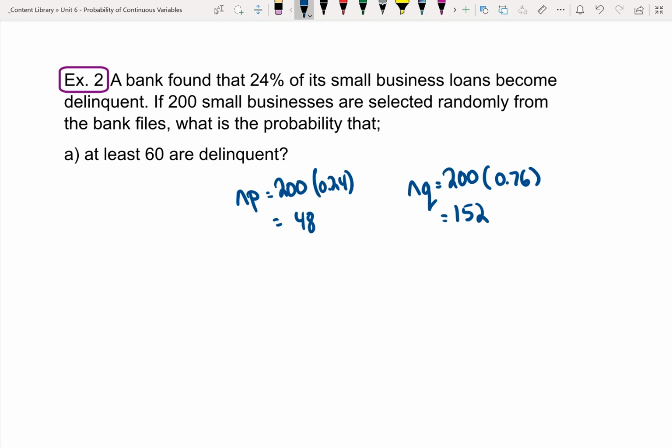152. You may have been wondering why I use 0.24 as the probability of success, even though we're talking about delinquent, and delinquent doesn't necessarily mean a success. We have to keep in mind that a success is what we're looking for. In this case, I'm looking for the probability that they're going to become delinquent, so what's considered a success is the fact that they're delinquent. So np and nq are both greater than 5, which means we can use the normal distribution to approximate the probability.